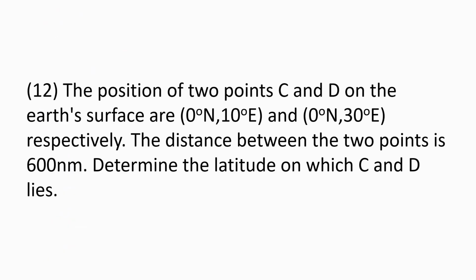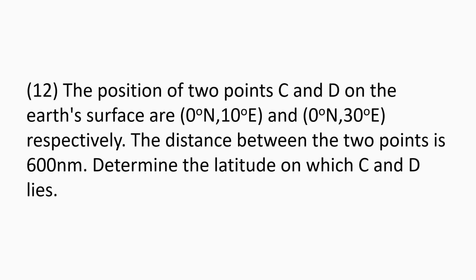Question 12. The positions of 2 points C and D on the Earth's surface are 0 degrees north, 10 degrees east, and 0 degrees north, 30 degrees east, respectively. The distance between the 2 points is 600 nautical miles. Determine the latitude on which C and D lie. So the first thing to note is that latitude measures how far north or south of the equator a place is located, whereas longitude measures how far a location is east or west of the prime meridian.